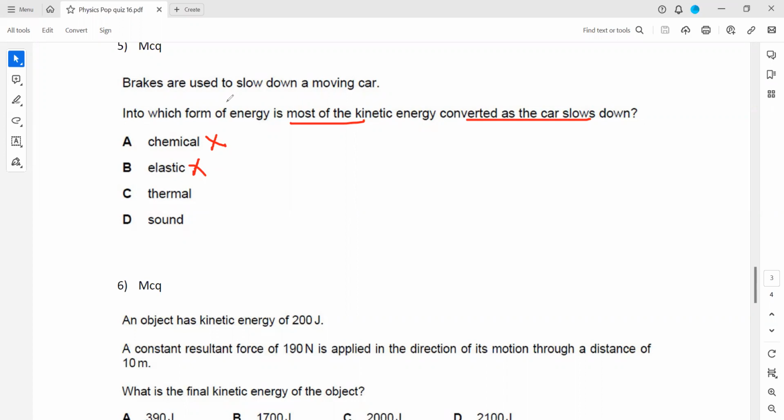They did not mention anything related to sound, so it's not sound, so it is thermal or heat energy. That's just what happens. If you apply the brake on a moving car, we find that the brake shoes or the disc brakes become hot because of the friction. So most of the kinetic energy is converted into heat energy.